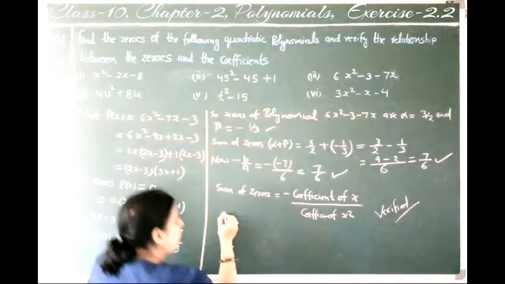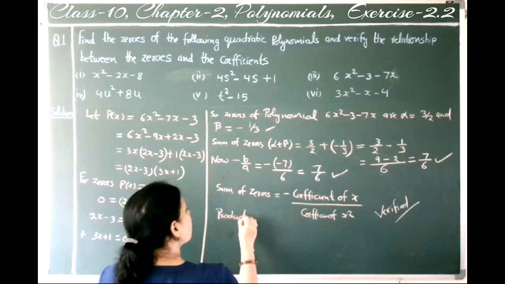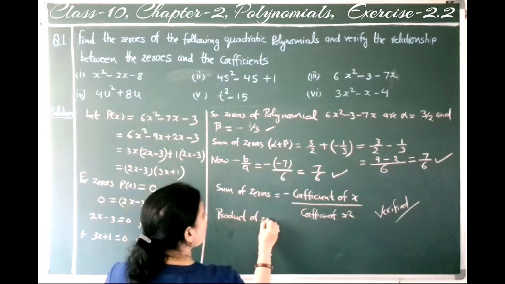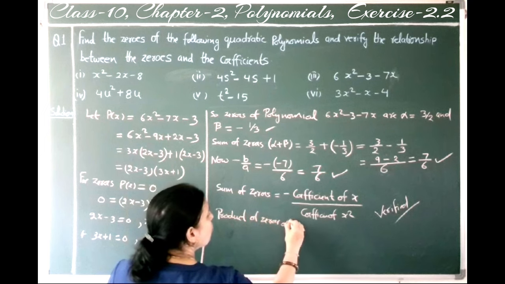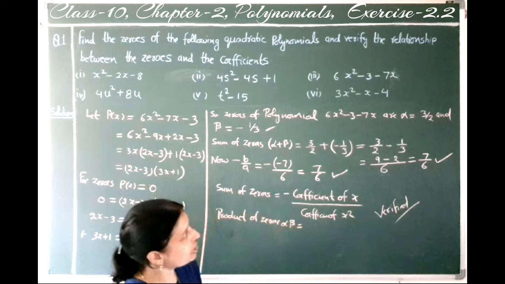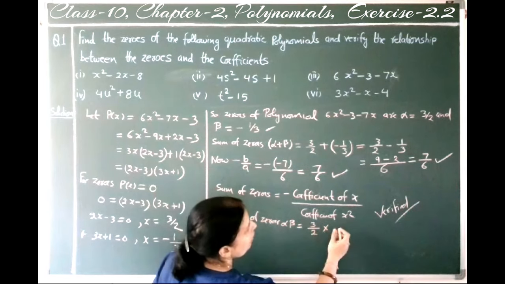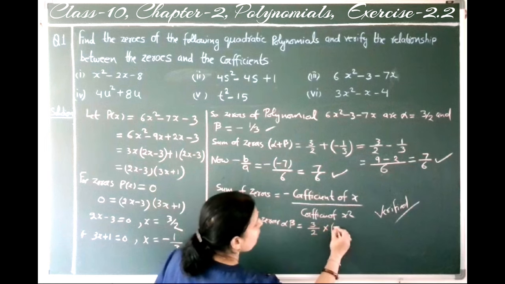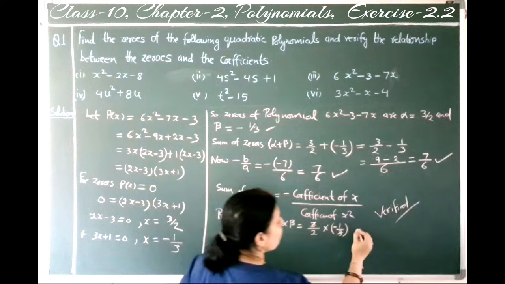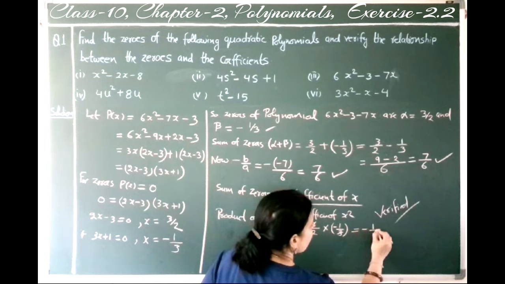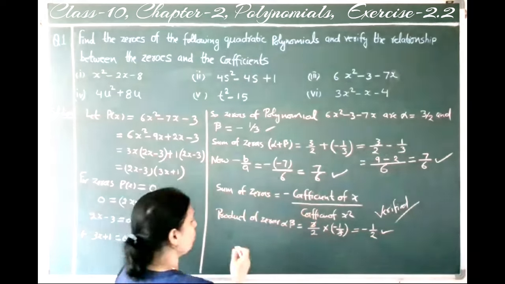So, product of zeros, alpha into beta. Alpha is 3 by 2 and beta is minus 1 by 3. 3 divided by 3 will be 1. So it will be minus 1 by 2. We have the product of zeros as minus 1 by 2.